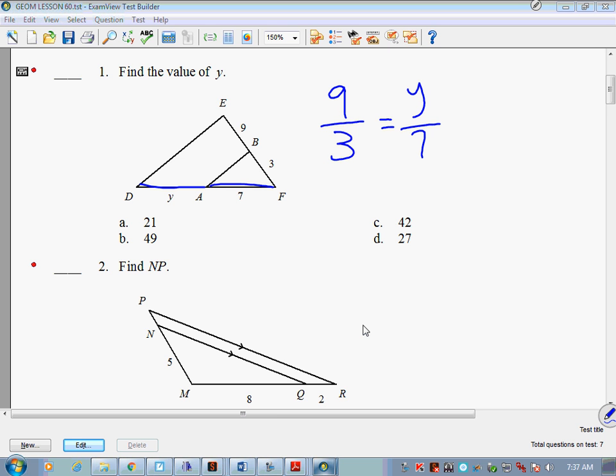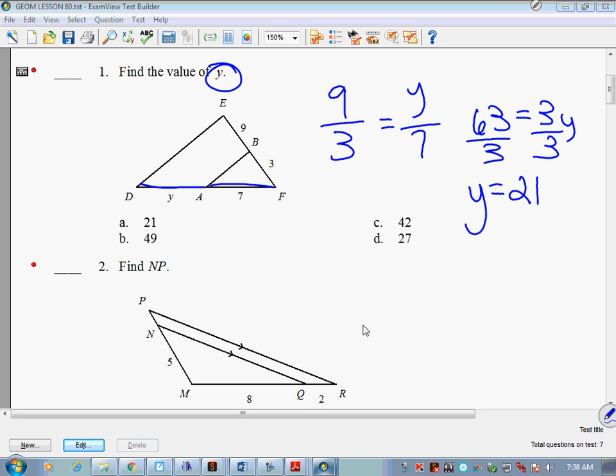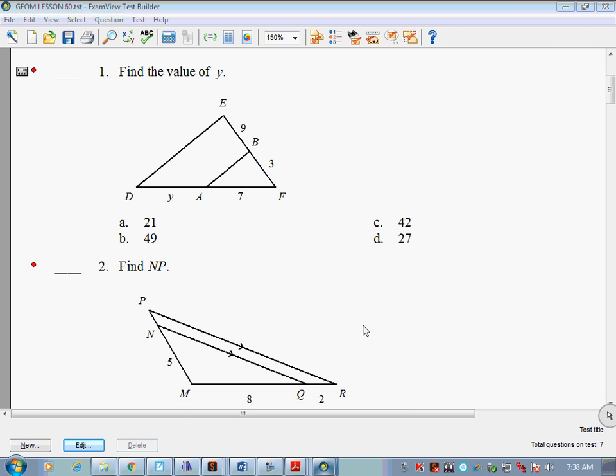Let's see, 9 times 7 is 63. 3 times y is 3y. Divide by 3 on both sides to solve for y, which is what it says here that we want to solve for. 63 divided by 3 is 21. y equals 21. I get my answer right there. If you have any questions about that, feel free to pause the video, raise your hand and ask.